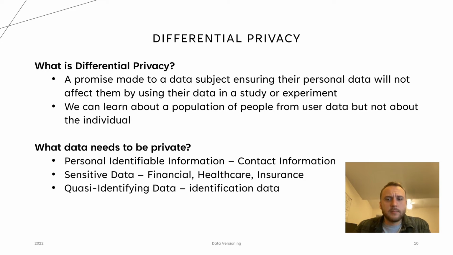In regards to differential privacy, what data are we ensuring to be private? This sort of private data includes personal identifiable information, sensitive information, and quasi-identifying data. Personal identifiable information includes contact information such as name, address, and phone number. Sensitive information can include financial information or healthcare information. The healthcare information could be things that align with HIPAA laws. Quasi-identifying data includes unique identification data such as credit card transactions and location tracking.